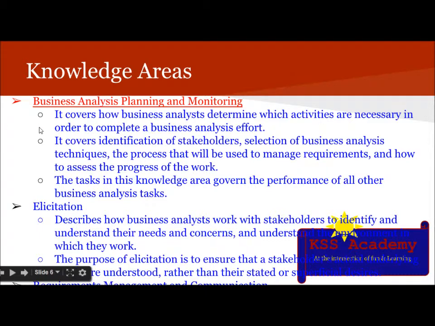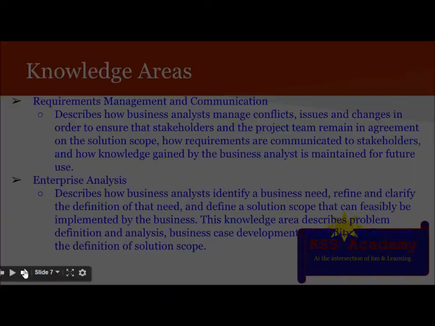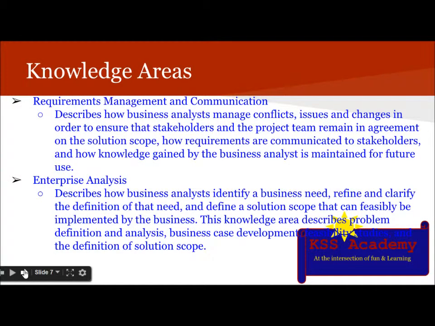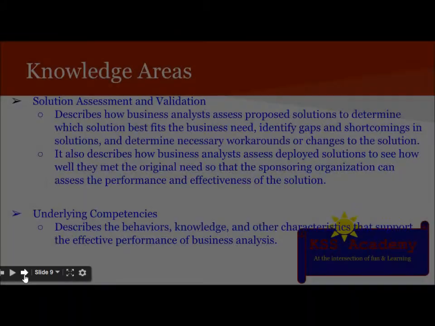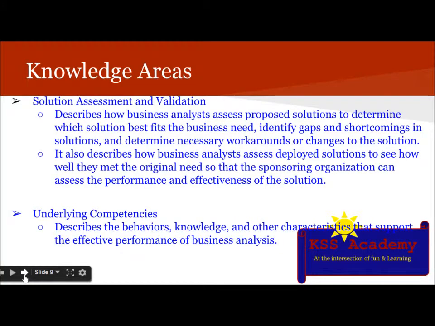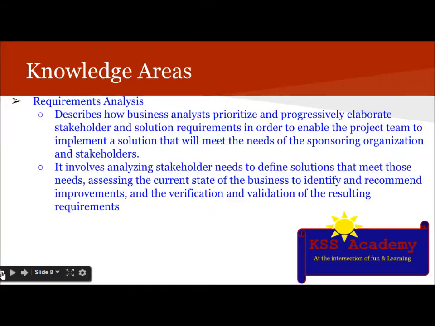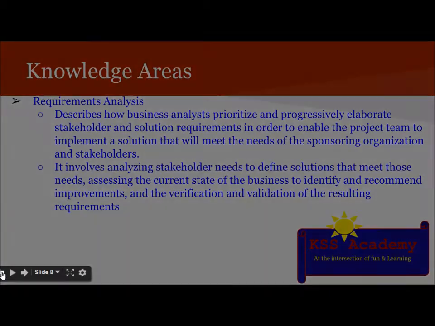Then in business analysis, there are six knowledge areas. First one is business analysis planning and monitoring. Second one is elicitation. Third one is requirements management and communication. Fourth is enterprise analysis. Fifth is requirements analysis. Sixth is solution assessment and validation. And last is underlying competencies. So let's see one by one what these are.